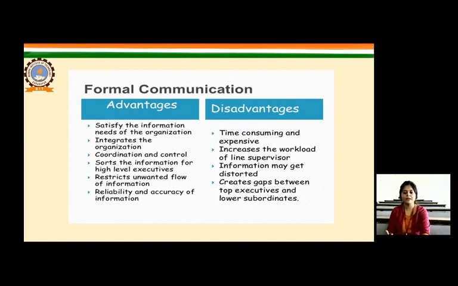Then it creates gaps between the top executives and the lower subordinates. Also, because there is no freedom of reaching out to the immediate supervisor or to the top manager, you cannot reach them directly. So it happens that there are communication gaps in the organization.